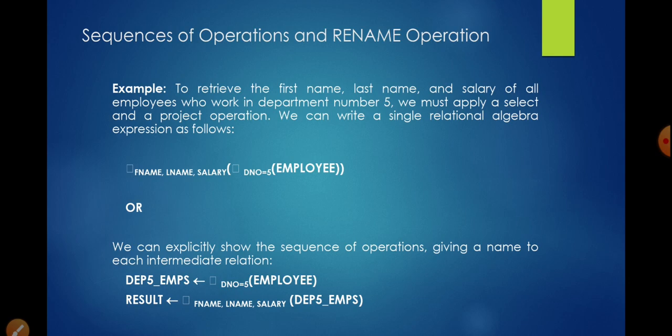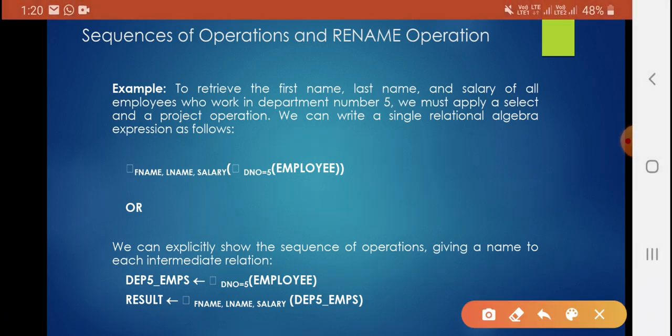We must apply a select and a project operation. We can write a single relational algebra expression like this. First we want to select the employees who are working under department number 5. To select, we go for the select operation, because we put a certain condition there. What condition? Who is working under department number 5. Select those employees. How may I write that?